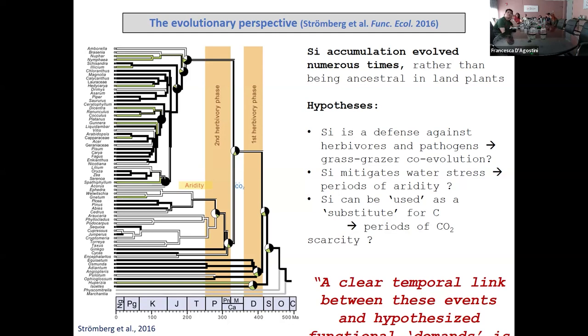Silicon is a defense against herbivores and pathogens, at least in some cases, right? So let's check if we have a grass-grazer co-evolution hypothesis. Silicon can mitigate water stress in some situations. Maybe we'll have some talks about that later. Let's check if silicification emerged mostly during periods of aridity. And finally, silicon can be used as a substitute for carbon in cell walls. This is not crystal clear, we'll come back to that later, but there is also this idea in the literature that silicon could be a substitute for carbon, and then when CO2 was scarce, during low-CO2 atmosphere periods, silicification has been favored. So they basically tried that, and they conclude that it's quite hard to find a match between these events and the potential evolution of silicification.